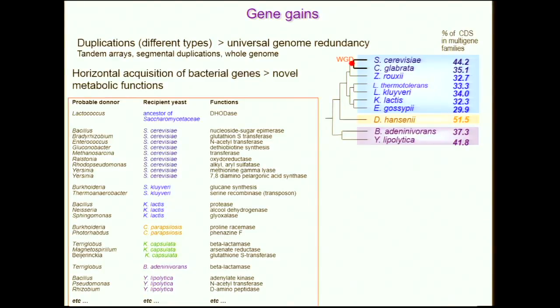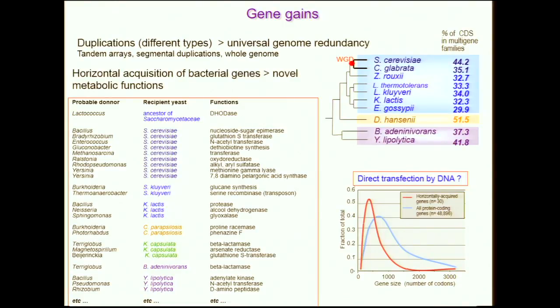And this is probably very important to create novel lineages, because it brings different properties, different functions. Most of them, if you look carefully, are metabolic enzymes, but not all. Of course, we don't know how the DNA gets from bacteria to yeast, but we suspect that it goes by simple transformation, because the size distribution of those genes is significantly smaller than that of the other genes, which suggests that shorter DNA transfects more readily than large DNA.